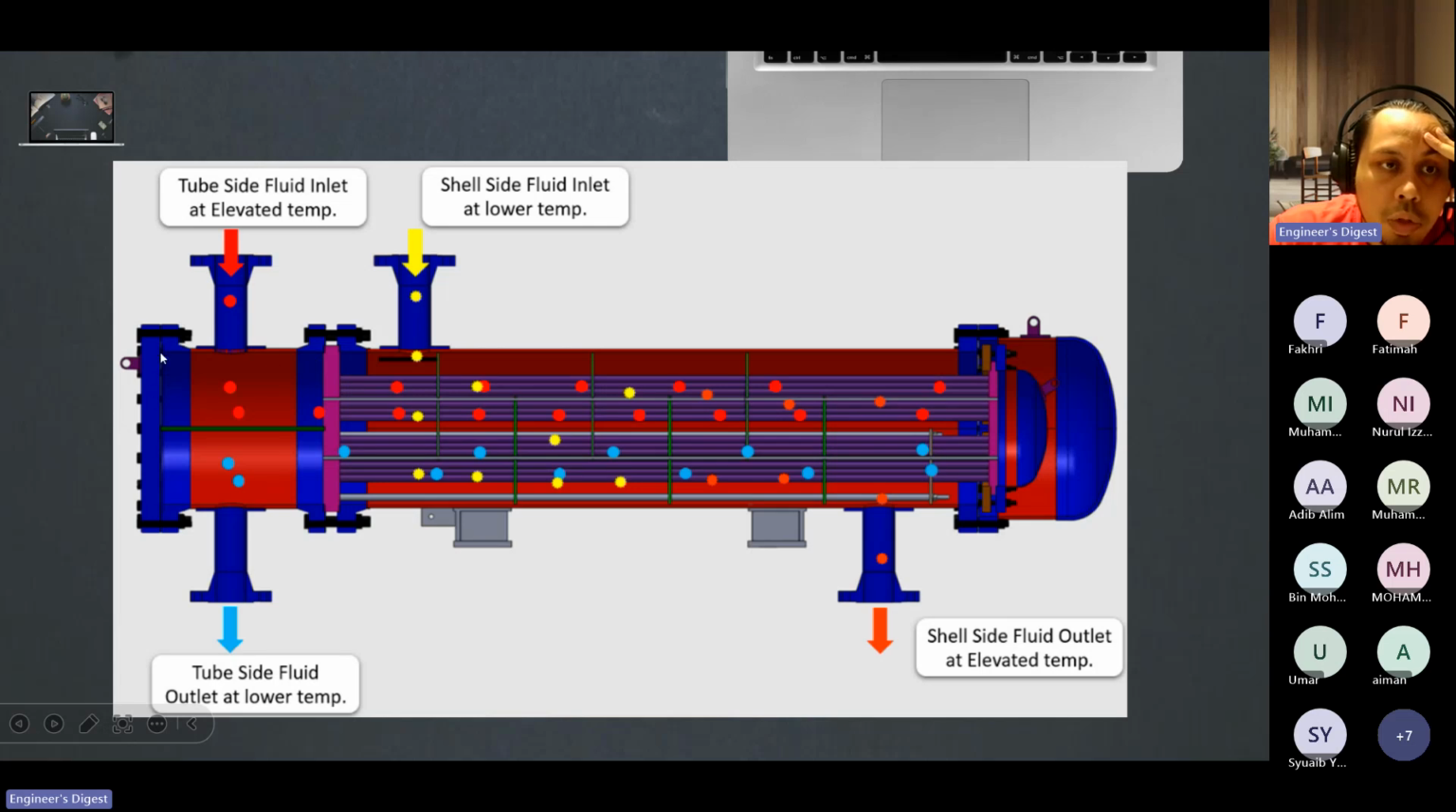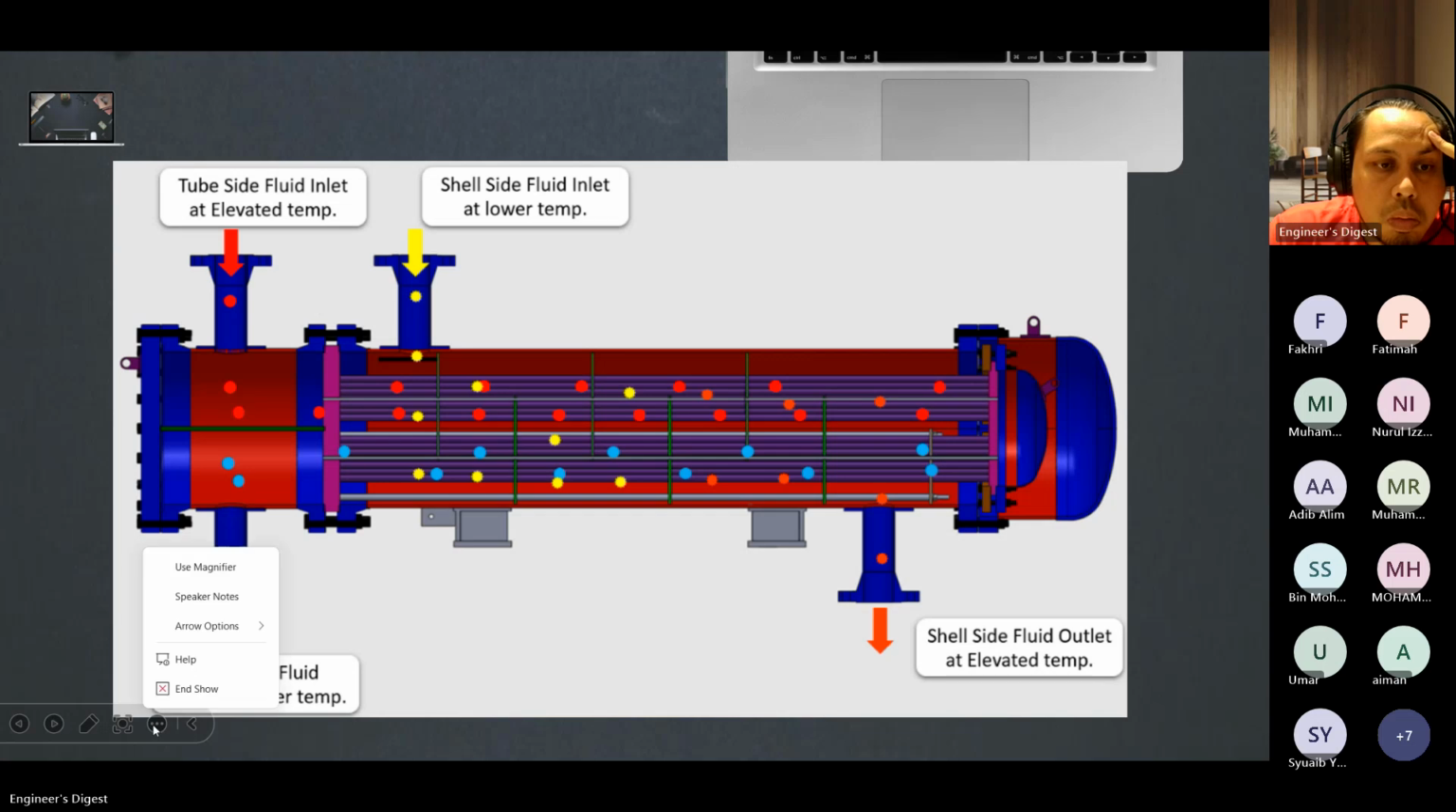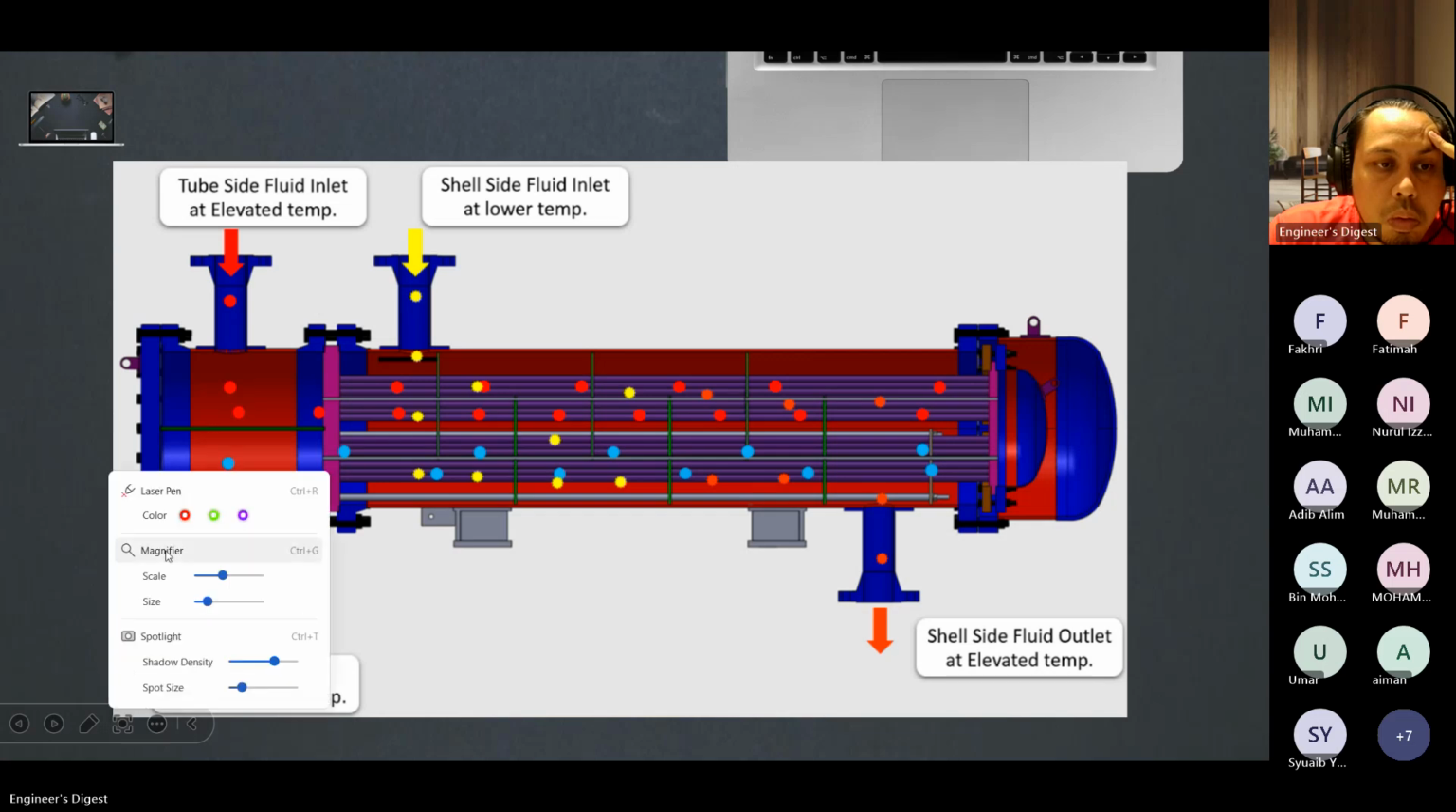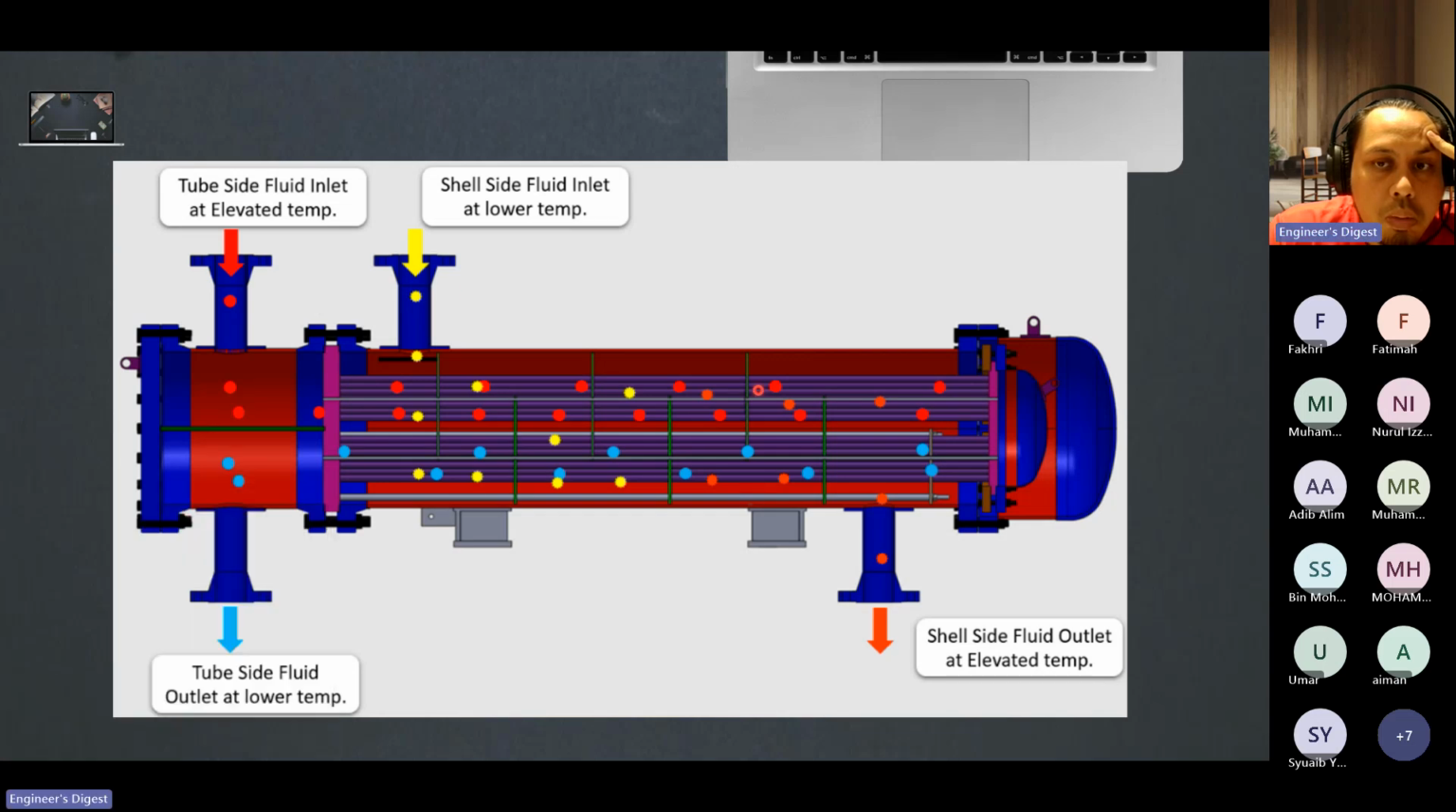This is a channel cover. Why do we want to have a channel cover? Because we want to be able to clean the tubes, so that we can open it. So this is the tube side fluid coming in, going through the tubes.